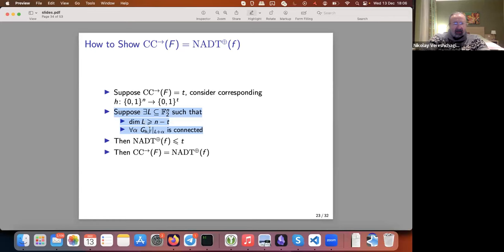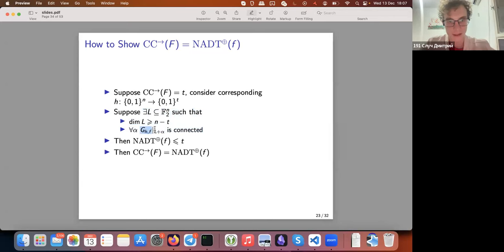For each coset, G is the partial H-induced graph, and we restrict it to all the cosets. We take all the cosets of L, restrict G to each coset, and each restriction must be connected. Why do we need it to be connected? Because if it's connected, then f is constant, because f is constant on connected components of the partial graph. And if f is constant, then we can get that the decision tree complexity is small.